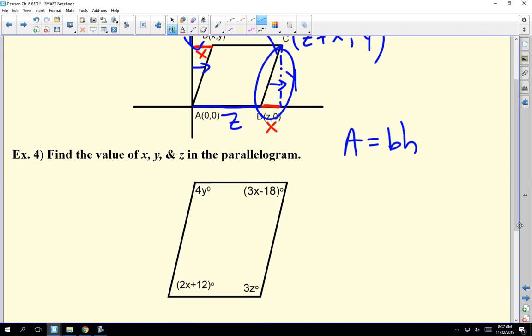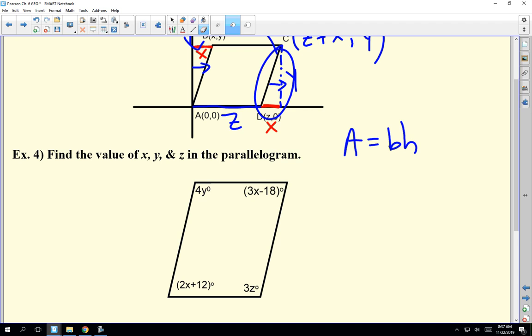Find the value of x, y, and z in the parallelogram. So here we have a parallelogram, all kinds of variables in here. We know opposite angles are congruent, and we know consecutive angles are supplementary. Now here's the problem if I set up an equation with consecutive angles. If I set up these two down here, here and here, I have 2 different variables, right? That's not going to help. Same thing here and here, here and here, or there and there. So I don't probably want to use consecutive angles first like I did in the last one.